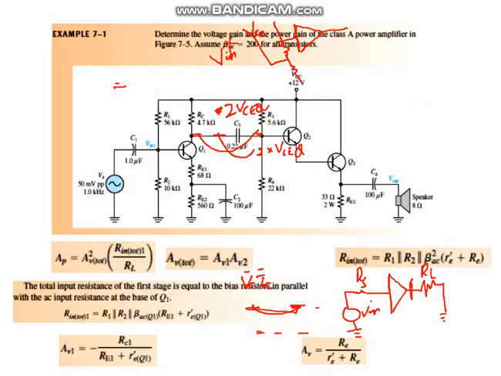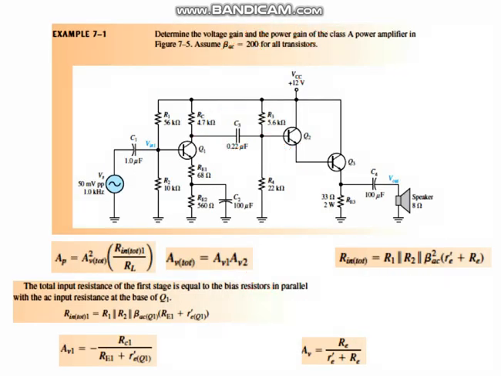Now this is an example. Example 7.1 says to determine the voltage gain and the power gain of the class A amplifier in the figure. Assume beta AC is equal to 200 for all transistors. So remember, this is a class A amplifier.